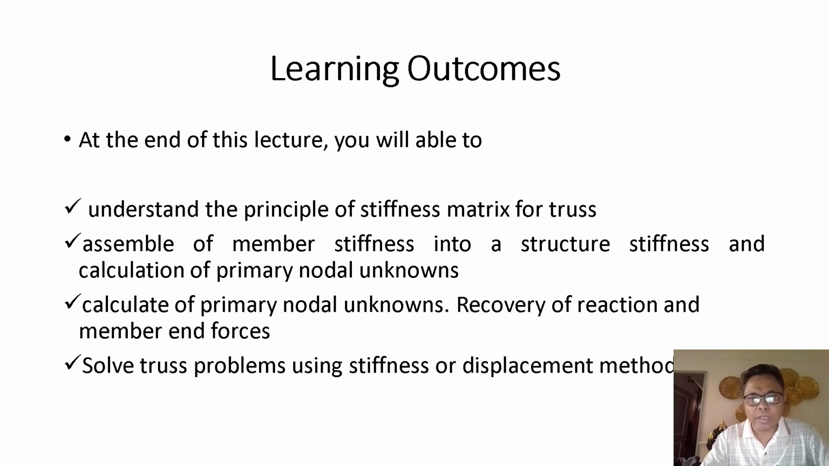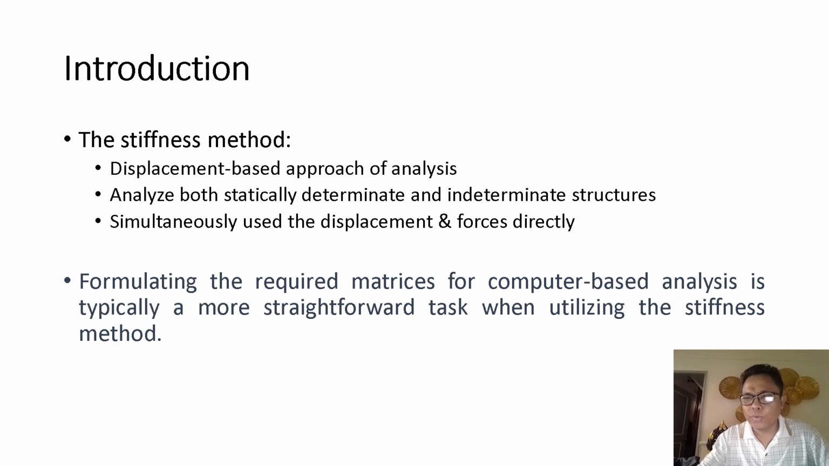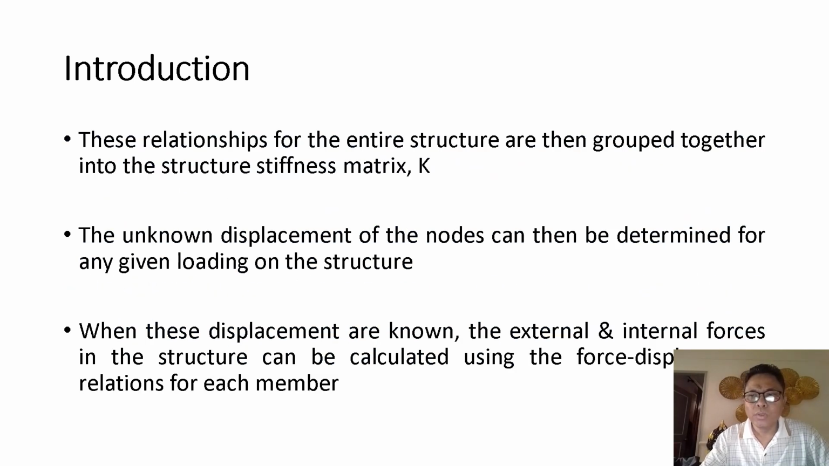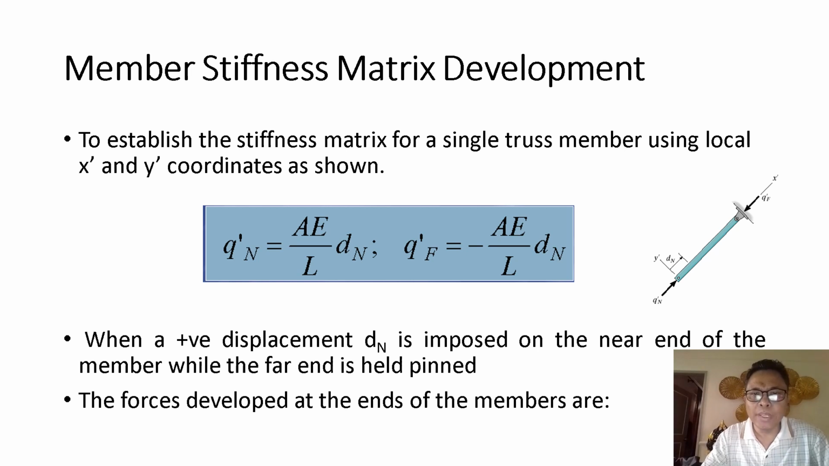And once you get the nodal unknowns at the important nodes, then we'll be able to compute the directions and member forces. At the end of the day, we want to solve the truss problem by using this method, what we call the stiffness matrix. So without further ado, we go straight to the formulations.